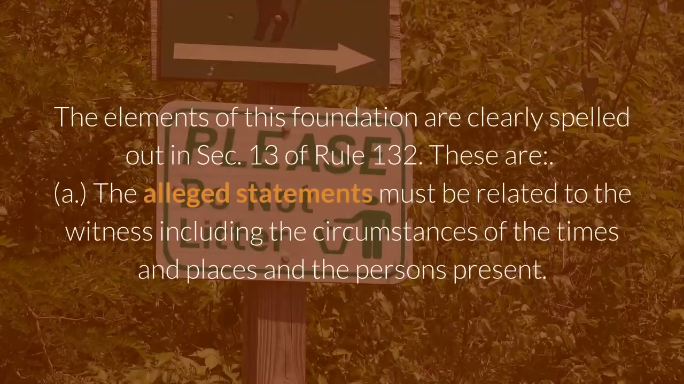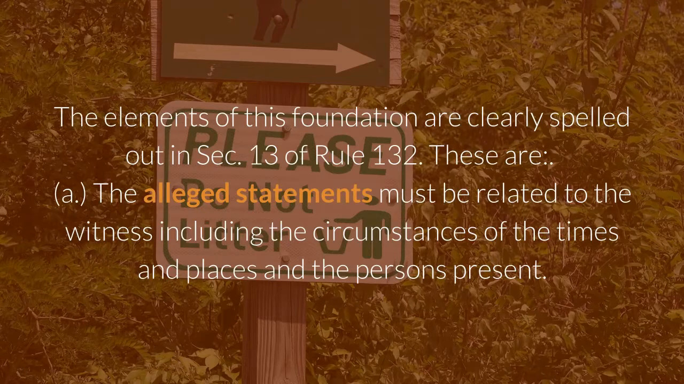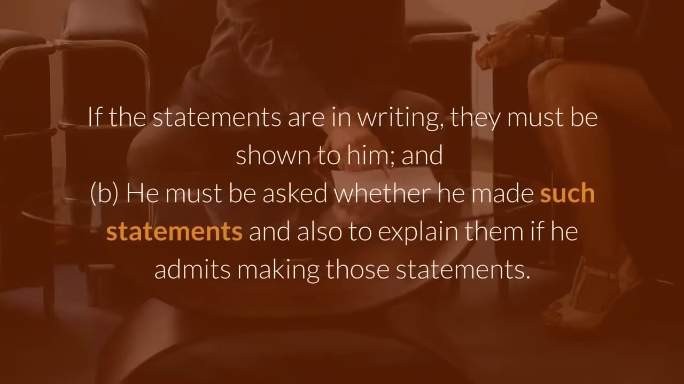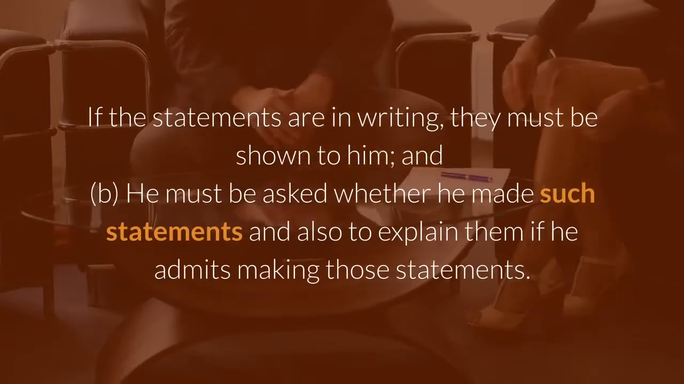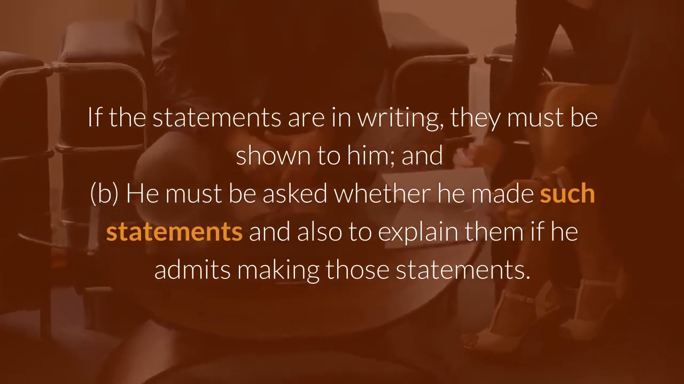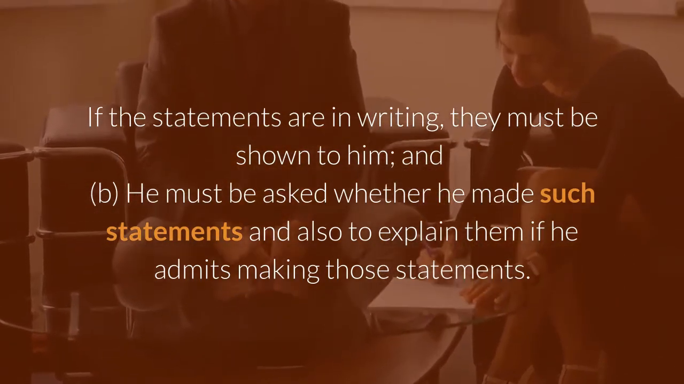The elements of this foundation are clearly spelled out in Sec. 13 of Rule 132. These are: A. The alleged statements must be related to the witness, including the circumstances of the times and places and the persons present. If the statements are in writing, they must be shown to him, and B. He must be asked whether he made such statements and also to explain them if he admits making those statements.